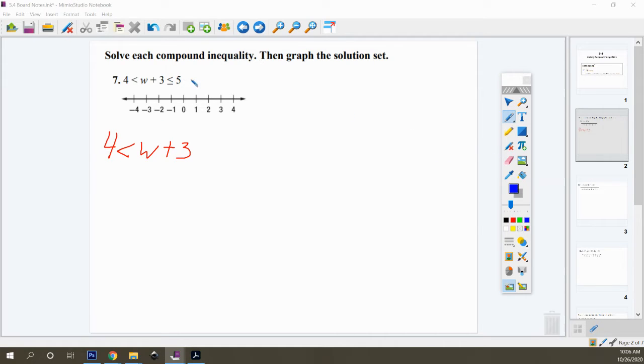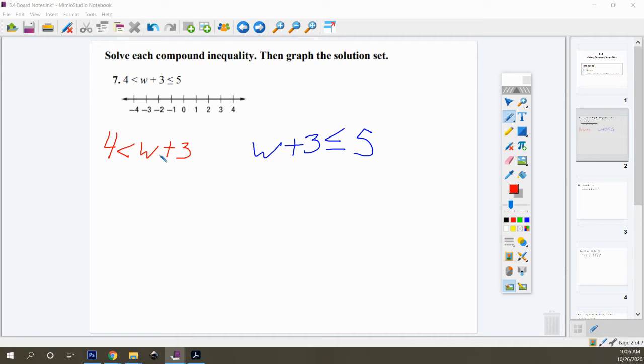And then for the other one, I start on the right and I do the same thing. I work my way from the right. There's 5 less than or equal to 3 plus W. There's a new symbol, so we're going to cut it off right there and pretend like this part doesn't exist. So we've got W plus 3 is less than or equal to 5. And then we've got to solve both of these.